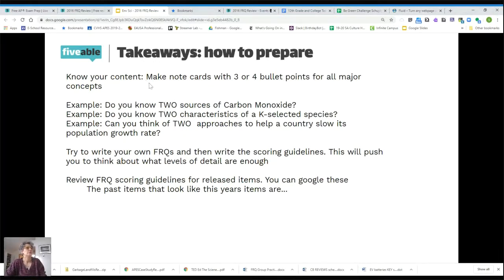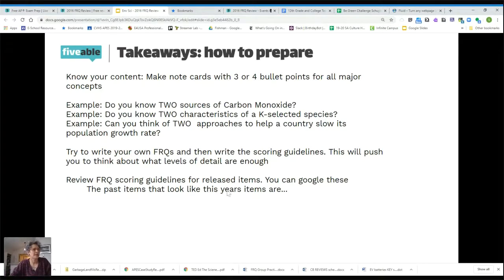So some takeaways. Know your content, make your note cards or make your reference material so it's easy and fast to get to it. Know your task verbs so you understand if it's identify, you know what you need for an experiment. You know a solution needs to be like who's going to do it? Is it actually doable? And how is it going to work? How is it going to solve the problem? And you connect it back.